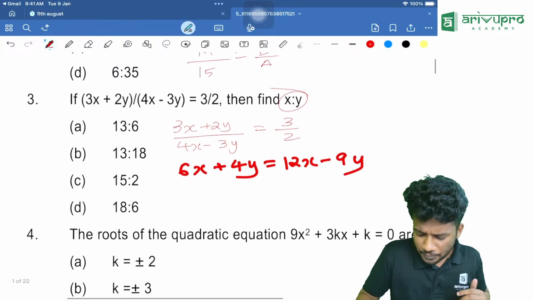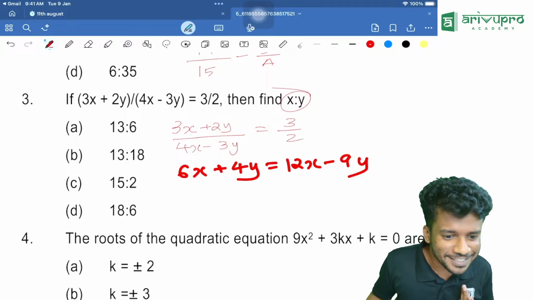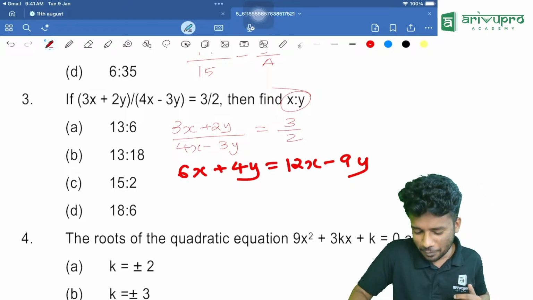Statistics in the sense, I didn't understand. After this, along with that, we will do statistics. Yes, yes. Option A is the answer.